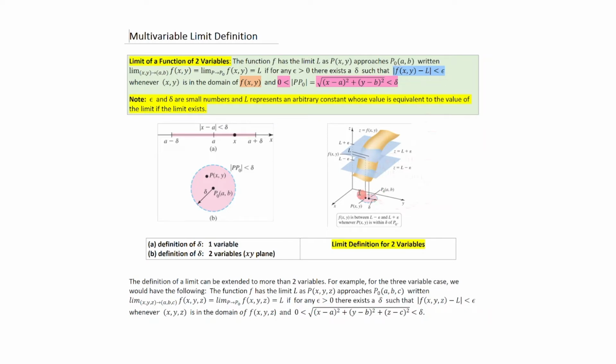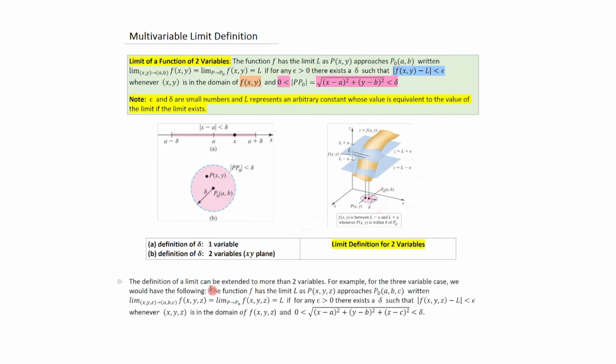And of course, we're talking about the domain as being everything within the circle, and we're moving in every possible direction from any point within this circular region to the point of interest at (a, b). Right? And so this is the picture one can use.